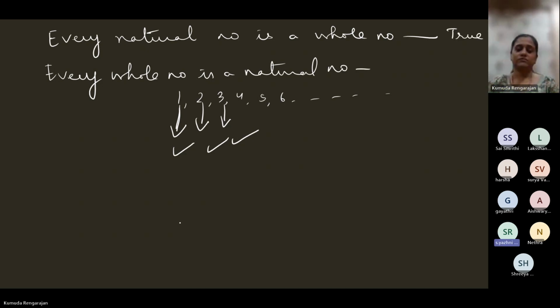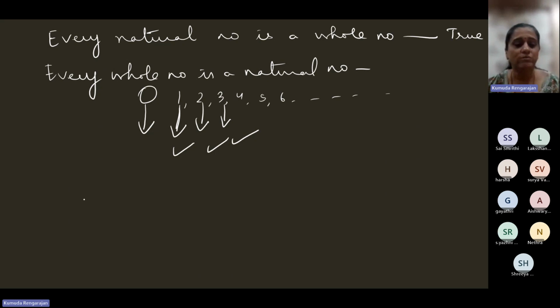No, ma'am. It's false. It's false because of only this exception. Only because of this exception. Because 0 is a whole number and it's not a natural number. Except for 0, it is true. Every whole number is a natural number.